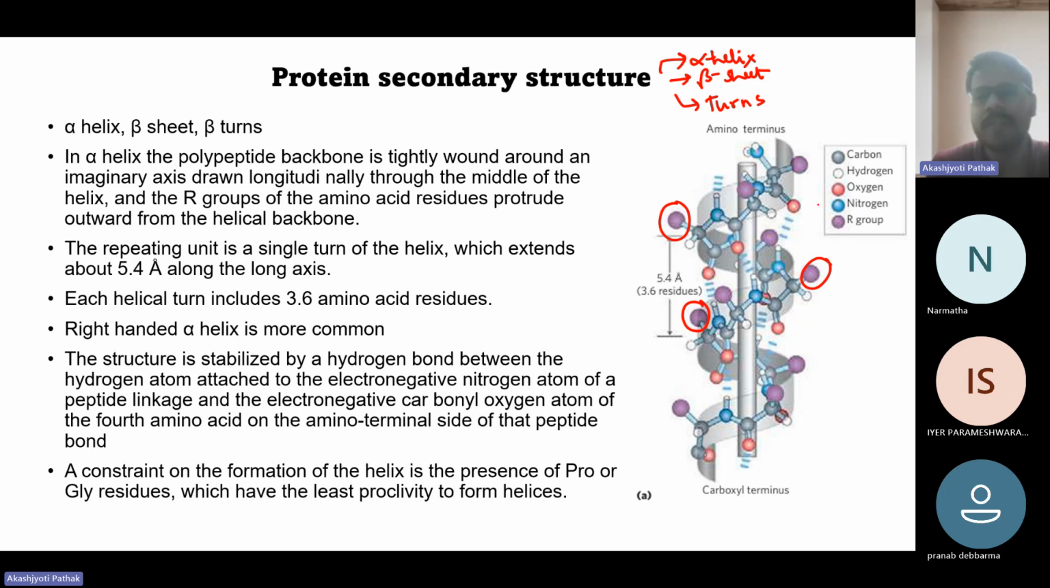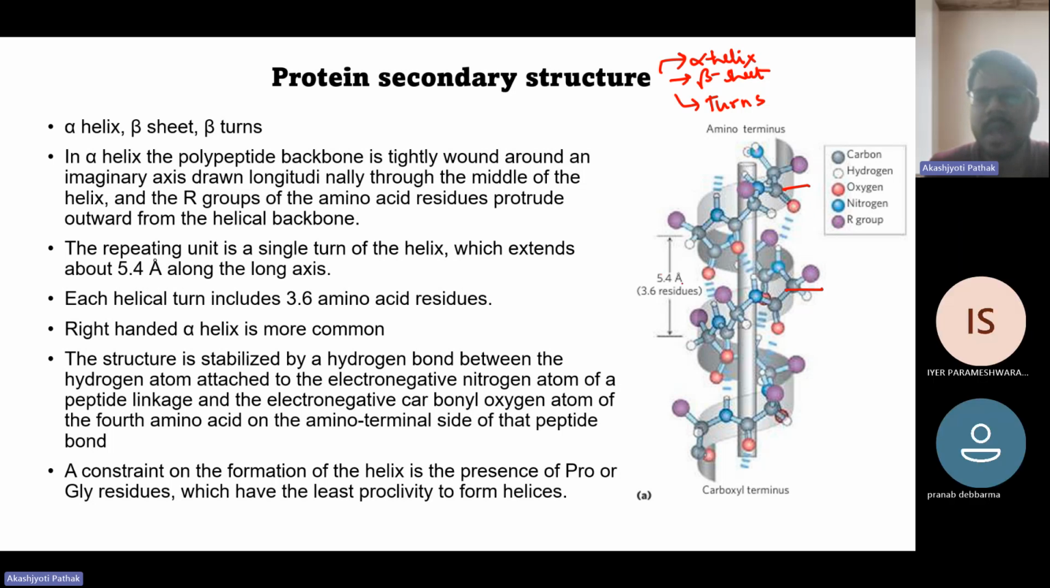Now in an alpha helix, what happens? One turn of this helix has around 3.6 amino acid residues. Like in DNA, one helix had how many base pairs? 10.5 base pairs. Similarly, in an alpha helix, one turn, starting from here to here, has around 3.6 amino acid residues, and these 3.6 amino acid residues have a length of 5.4 angstrom. So per residue, you can calculate the rise per amino acid residue.